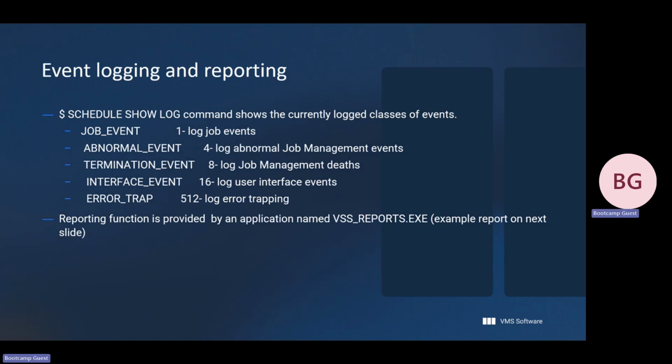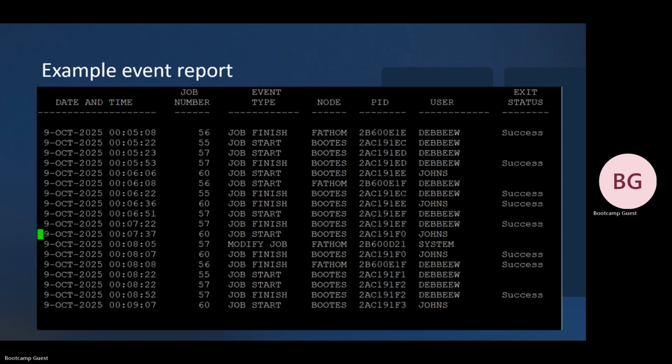Again, there are many, many more log classes. Now, the reporting function is provided by an application named VSS reports.exe. We have an example report on the next slide. So here, we've got all of our job finishes, job starts, and of course we see here, system modified the job while on node Fathom, and this was the process ID of who did the modification. So very simple, easy to report.